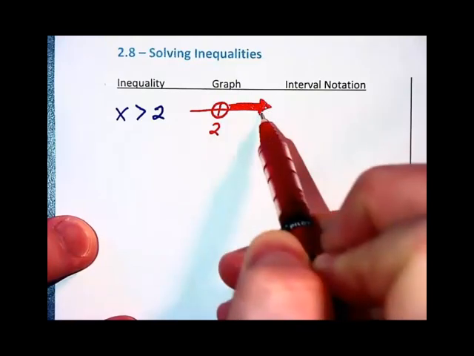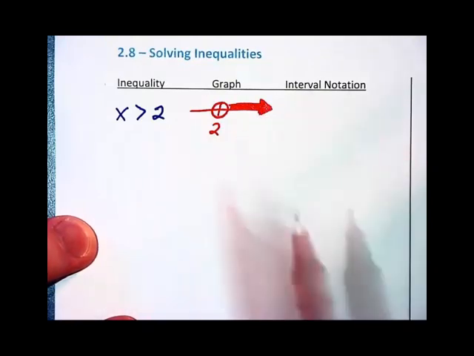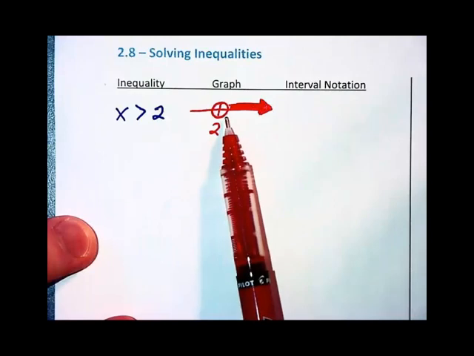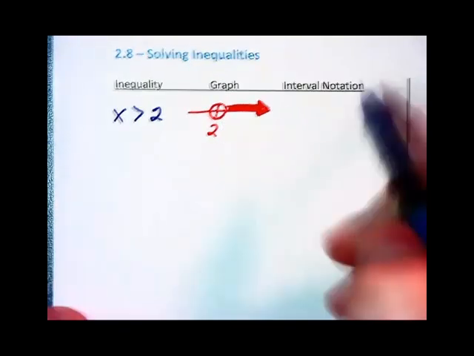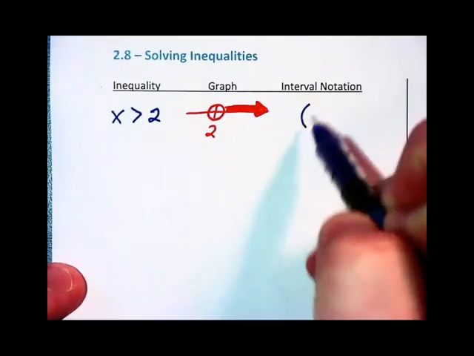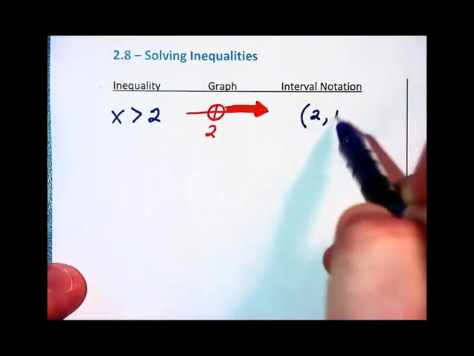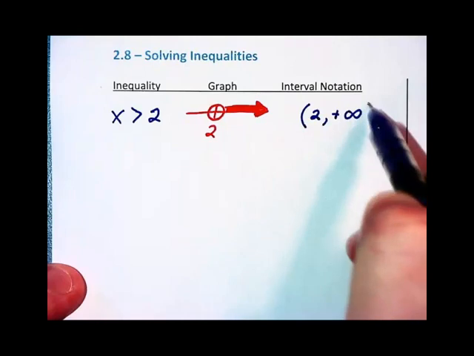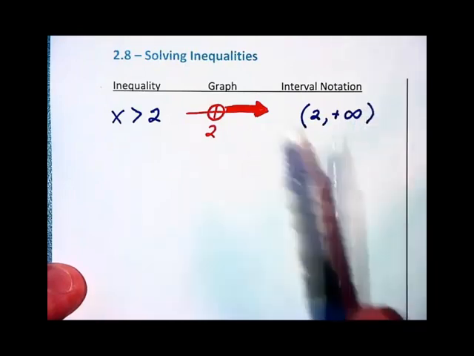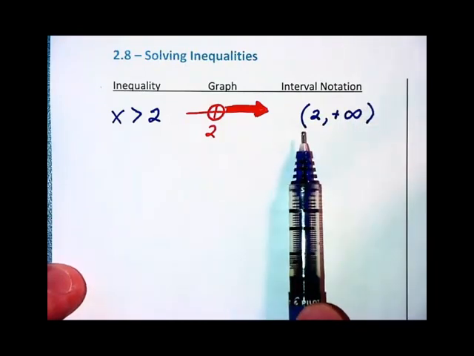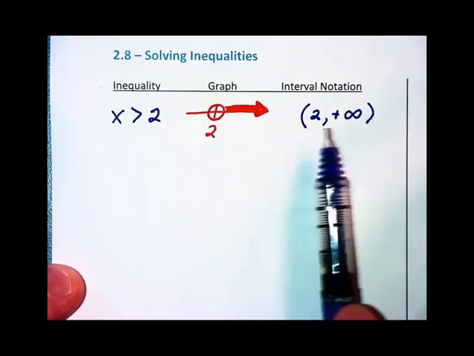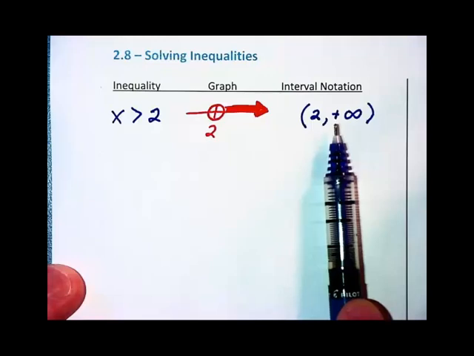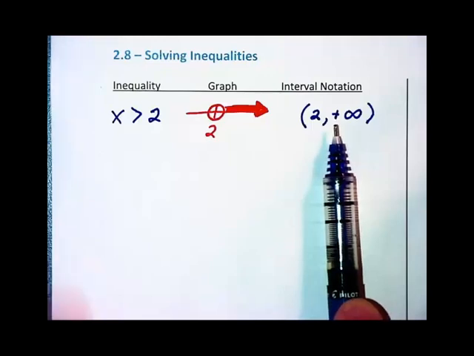To represent the fact that we're not including the 2, we use an open circle. In interval notation, we say don't include the 2 and continue to positive infinity. When we do not include the 2, we use parentheses at the beginning of that notation. And as far as positive infinity goes, we technically don't have to write the positive sign there, but I do like to use it.